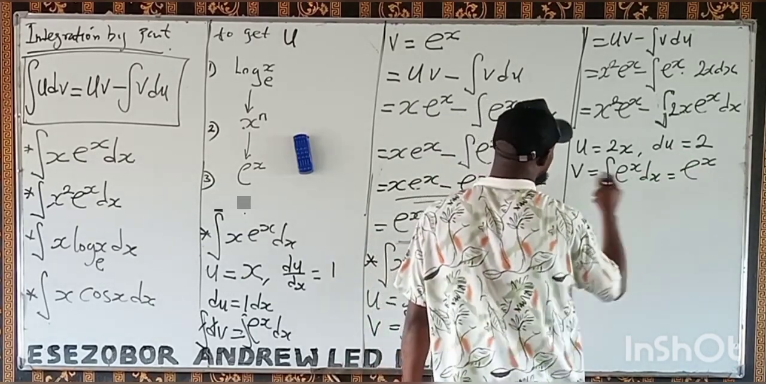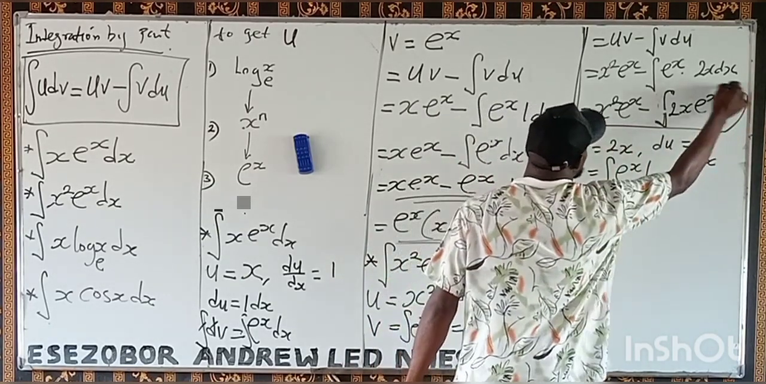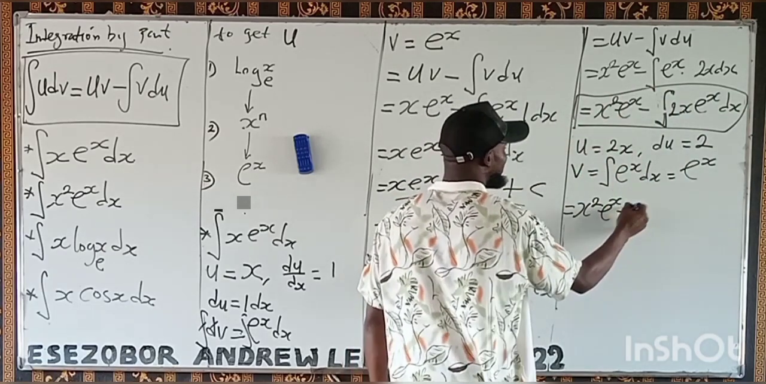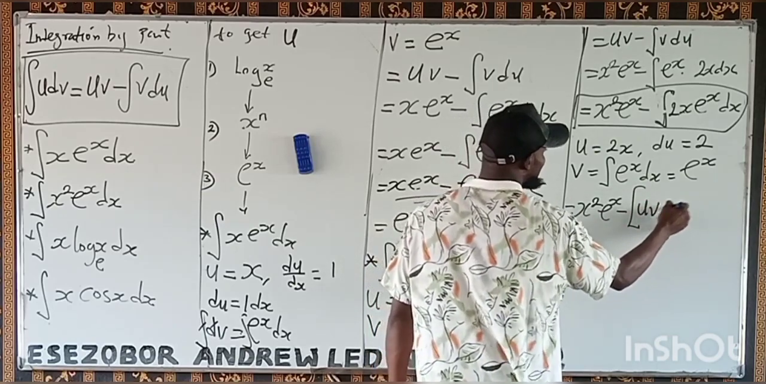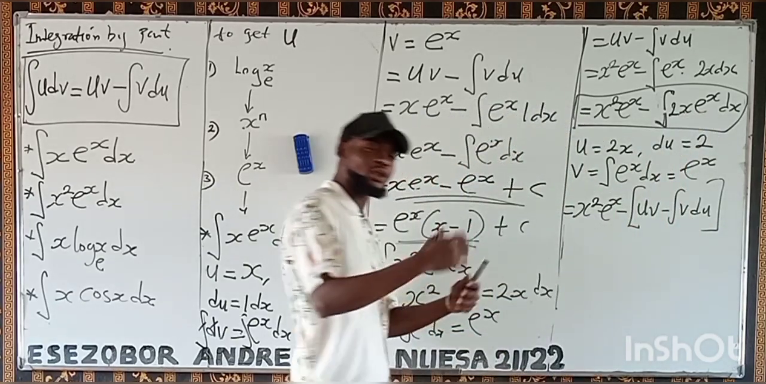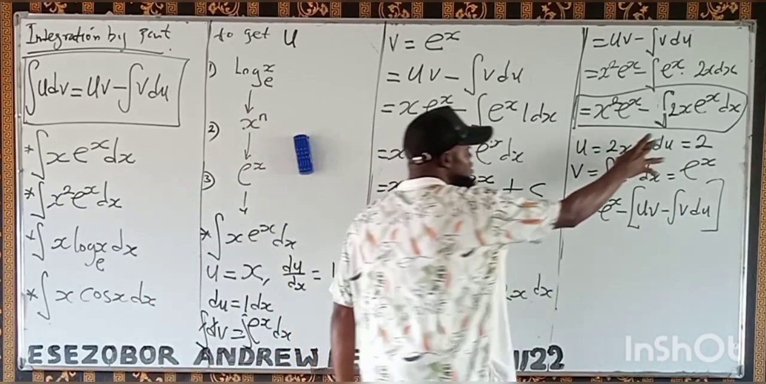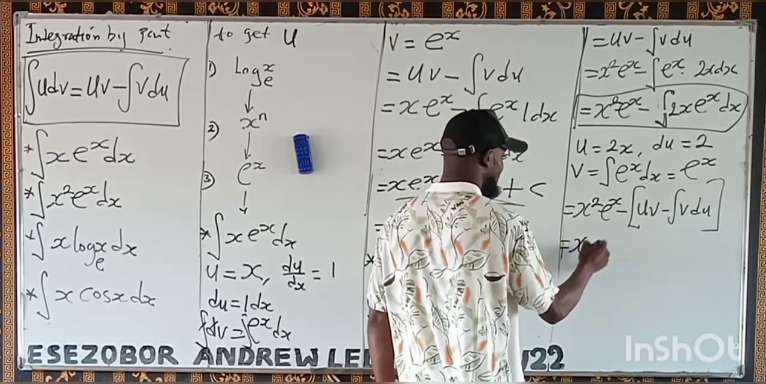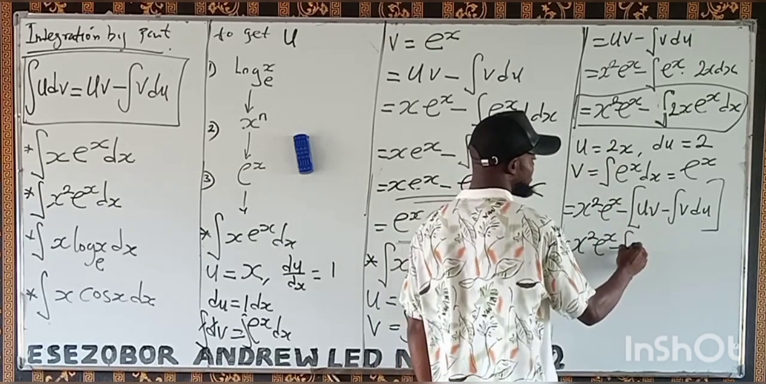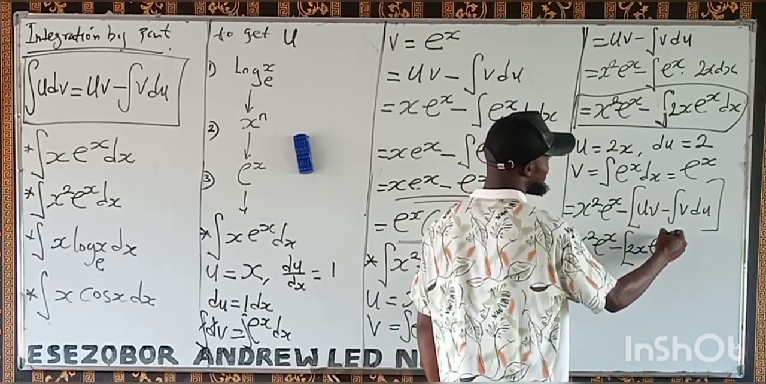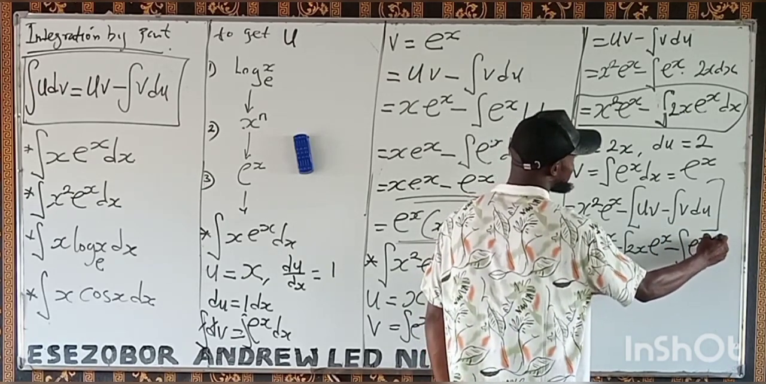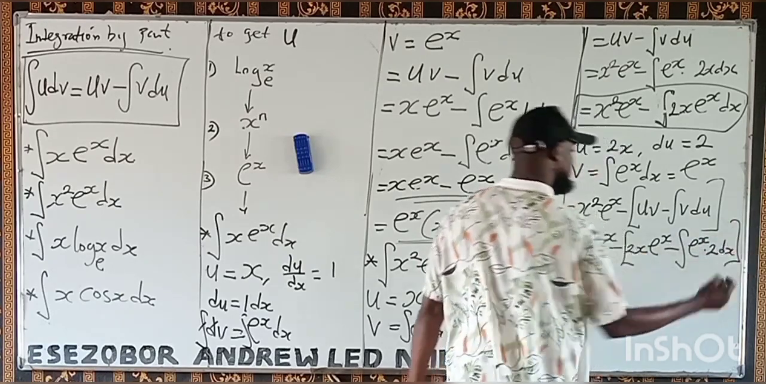Now for this full question, what we are going to have here is x squared exponential x minus something. For this one you still use the formula uv minus integral v du, because we have to solve two terms that are functions of x. When you substitute, we have x squared exponential x minus bracket, u is 2x, v is exponential x, minus integral, v is exponential x, and du is 2 dx. So that's what we're going to have.